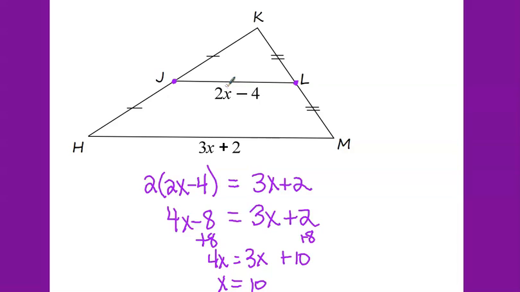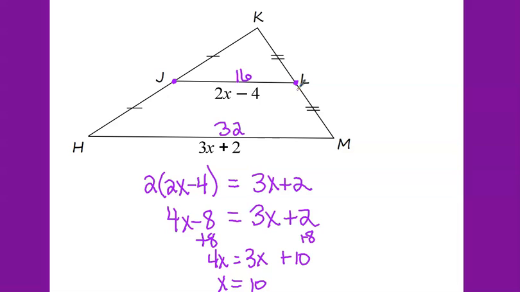And I could go back and plug this in then to double check, make sure everything's okay. So 2 times 10 would be 20, minus 4 would be 16 for the mid-segment. And then the side length here, we would have 3 times 10, which is 30, plus 2, which is 32. 16 is half of 32, so that's good. Everything is checking out okay there.